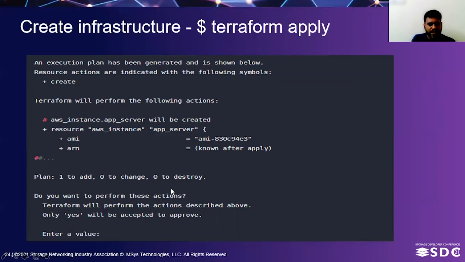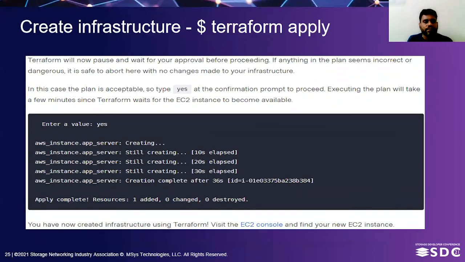After this, it will ask whether it can proceed with these actions. You can always review the configuration settings, and if you are not satisfied with it, we can enter no, and it will cancel the configuration. But here everything looks fine and we have provided the proper configuration settings, so we can enter a value of yes. Once we provide the value, it executes the plan, and it will take a few minutes for the EC2 instance to become available.